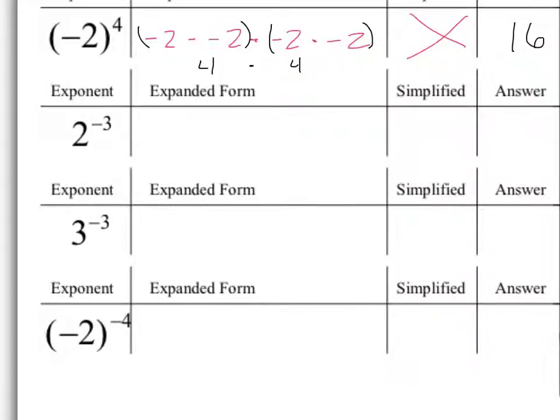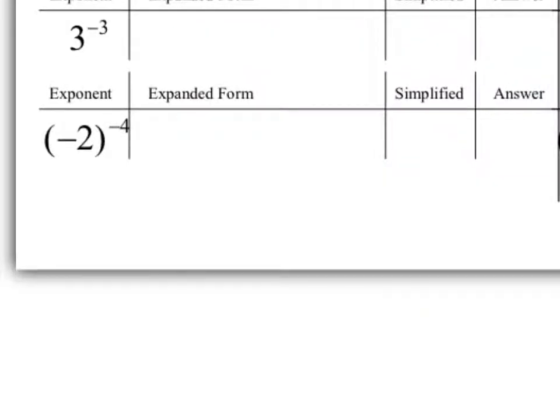So we're going to skip down to these last two on the bottom. 3 to the negative 3rd power. Kip yes or Kip no? Should I be using the reciprocal? Yes, Katarin, why am I using the reciprocal? Yeah, the exponent is negative. So we're going to use the reciprocal, which is 1 over 3, and we're going to multiply it 3 times.